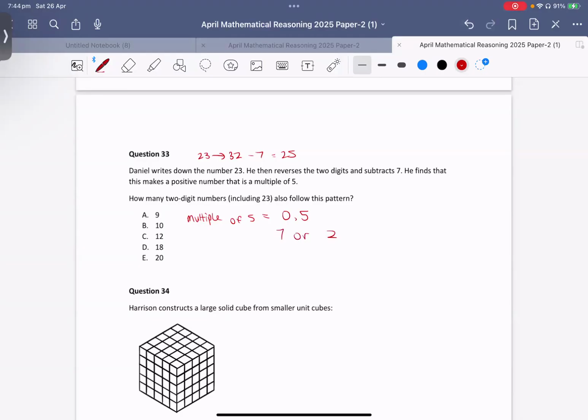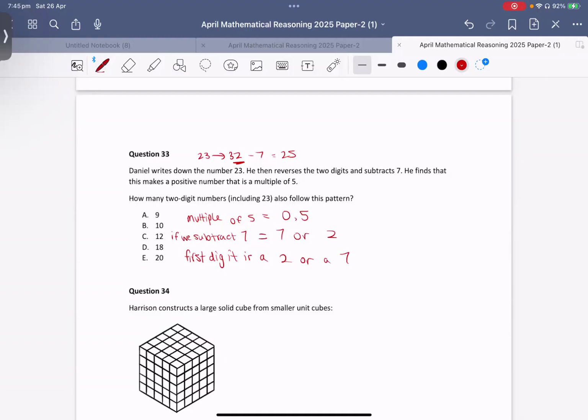Yeah, so if we subtract 7, we would only end up with something that ends with a 0 or a 5 if it ends in a 7 or a 2. But remember, we only end with a 7 or a 2 after we flip the number, right? Meaning that the first digit has to be either a 2 or a 7. Hopefully that makes sense. So that means that the first digit is a 2 or a 7. So yeah, hopefully that one makes sense.